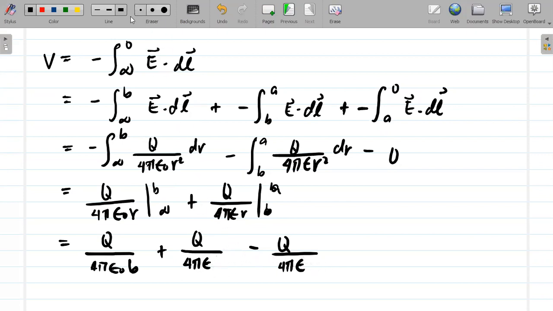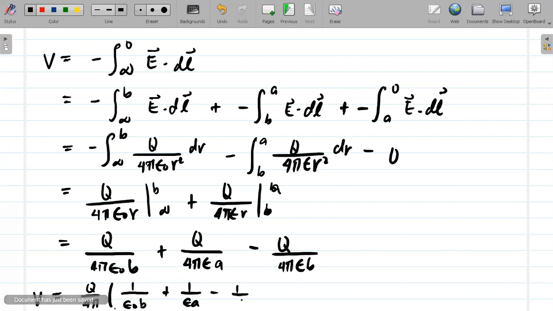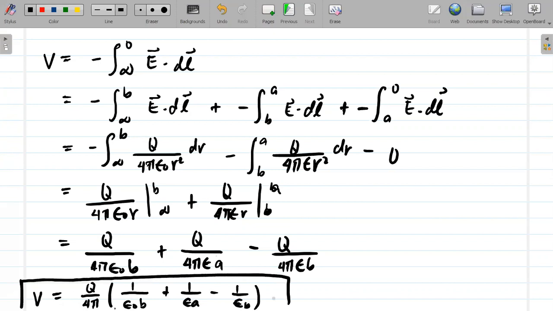Kaya, thank you for pointing out. 4 pi epsilon A, 4 pi epsilon B. So bali, ang potential natin, that is now equal to Q over 4 pi. Factor out ko lang yon. 1 over epsilon naught B plus 1 over epsilon A minus 1 over epsilon B. This is the value of the potential at the origin.